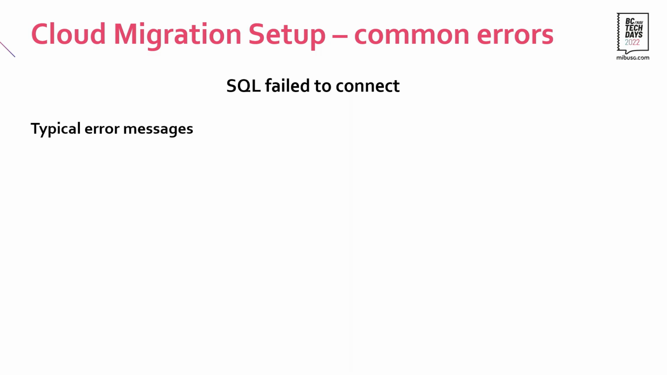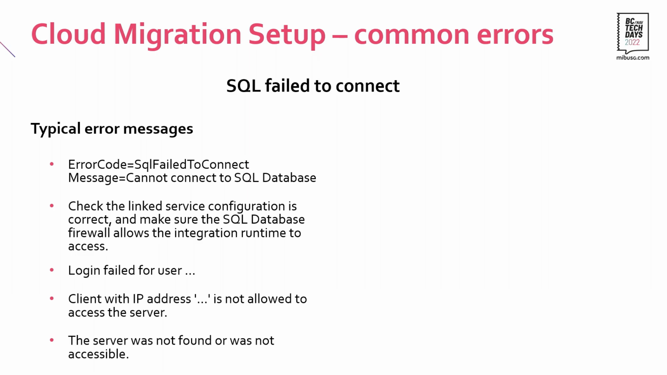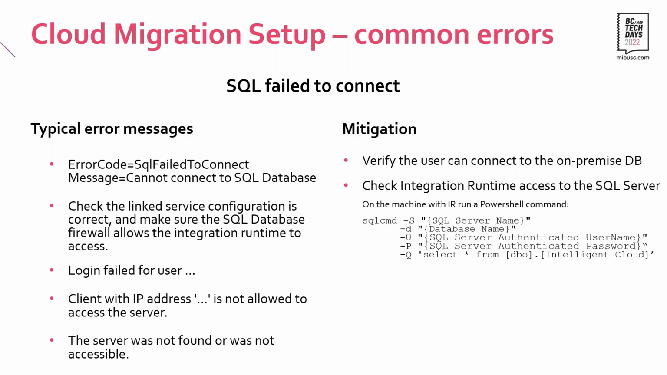Okay, finally we also see SQL failures to connect. This is typically showing up like this. So we have SQL fail to connect, or some firewall issues, and we recommend doing some essential connection checks beforehand. So verify that the user can connect to the on-prem DB, and that the user is correct. Check also that the machine that is running the integration runtime has the ability to access the SQL server.